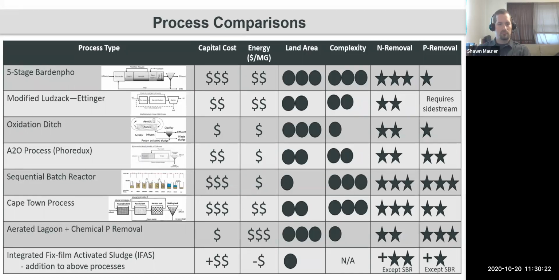Probably the most common throughout the US, as far as plants that have phosphorus removal already in their stream, is the A2O process. It's a modification of the MLE process where you have the anaerobic basin, then the anoxic basin, and then your aerobic basin. It's a fairly good process for phosphorus and nitrogen removal. Since a lot of plants are already familiar with an activated sludge process, it's only a minor modification from that, so it's easy for operators to understand.